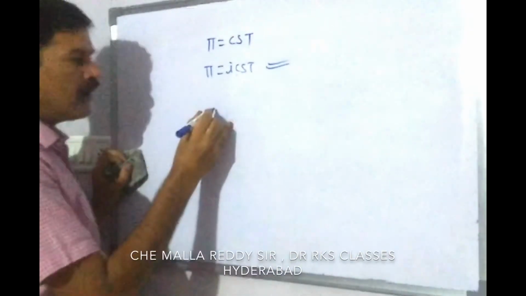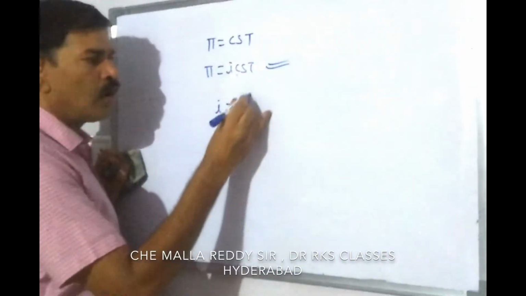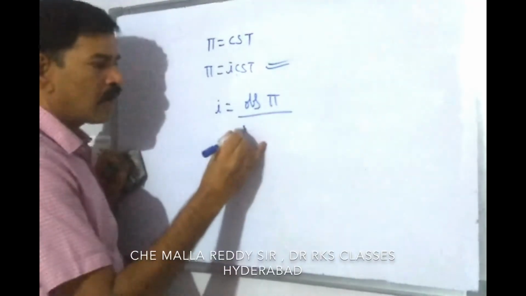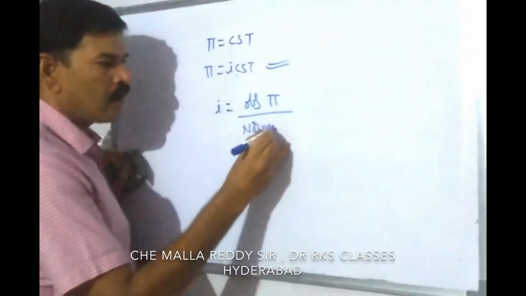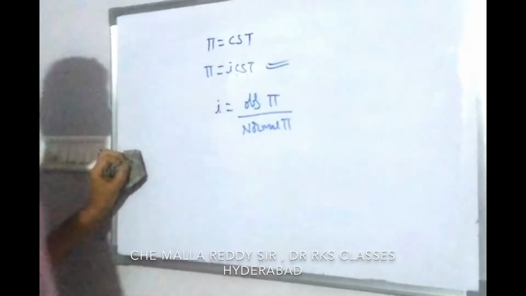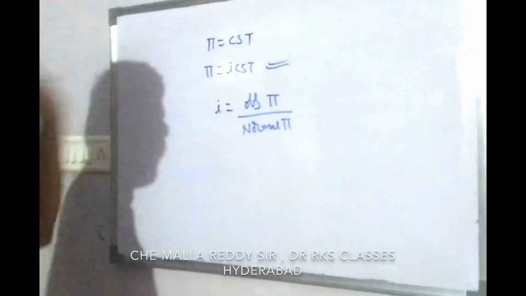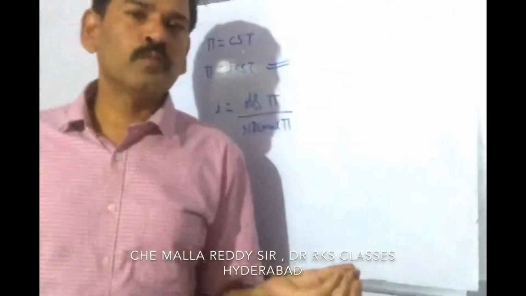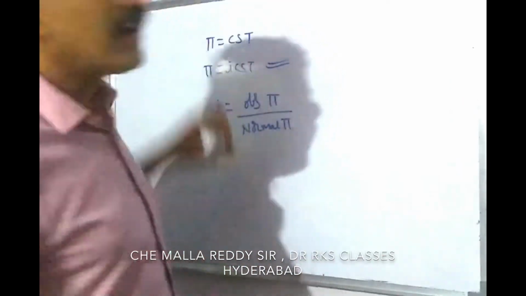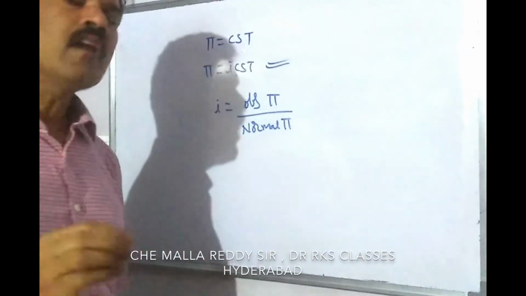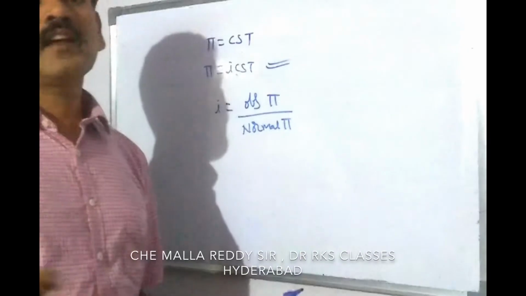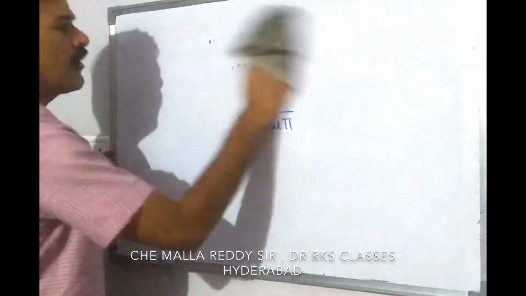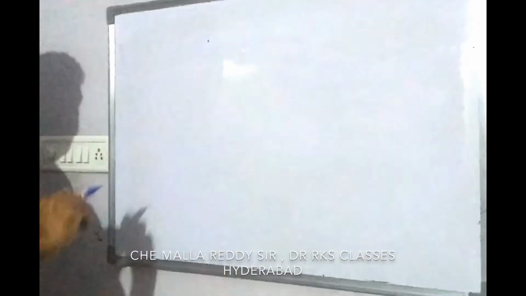Here, i is equal to the observed osmotic pressure divided by the normal osmotic pressure. So this i factor is also introduced into other colligative properties. Why? Because all colligative properties are interrelated. So this i is introduced to other colligative properties. Just observe here.